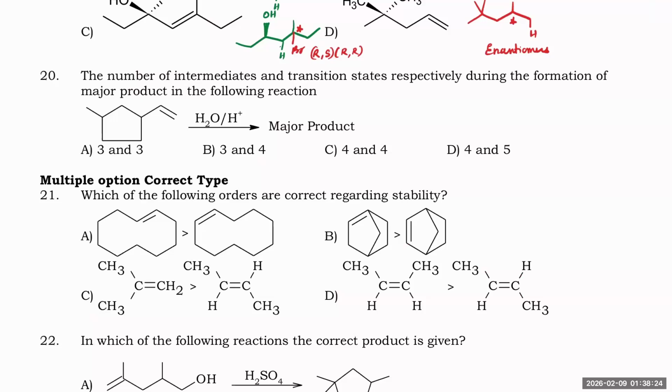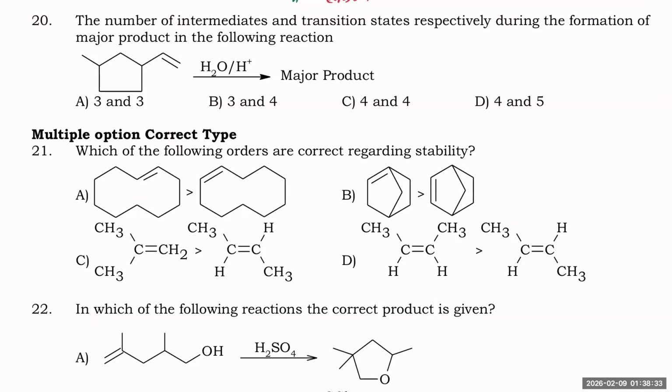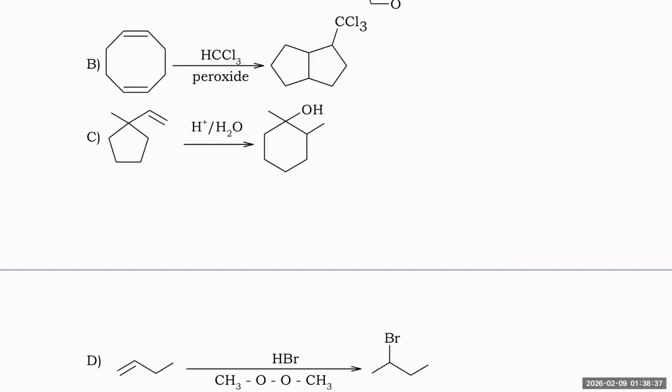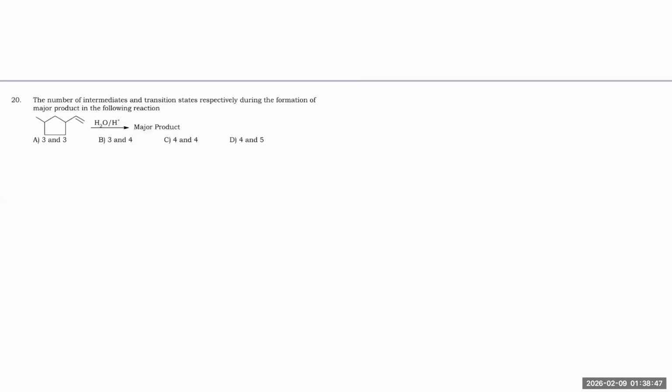Right. Question 20. The number of intermediates and transition states made during the major product formation in the following reaction. Okay, I'll do it and show you. Because in the upcoming problems, when I ask you to solve, you will always get these kinds of questions. So learn and understand how you have to solve these kinds of questions.